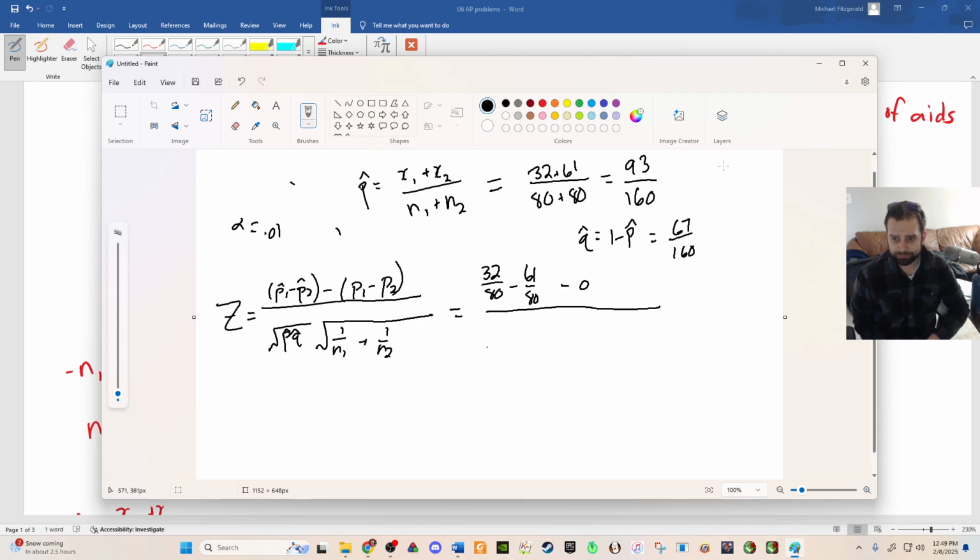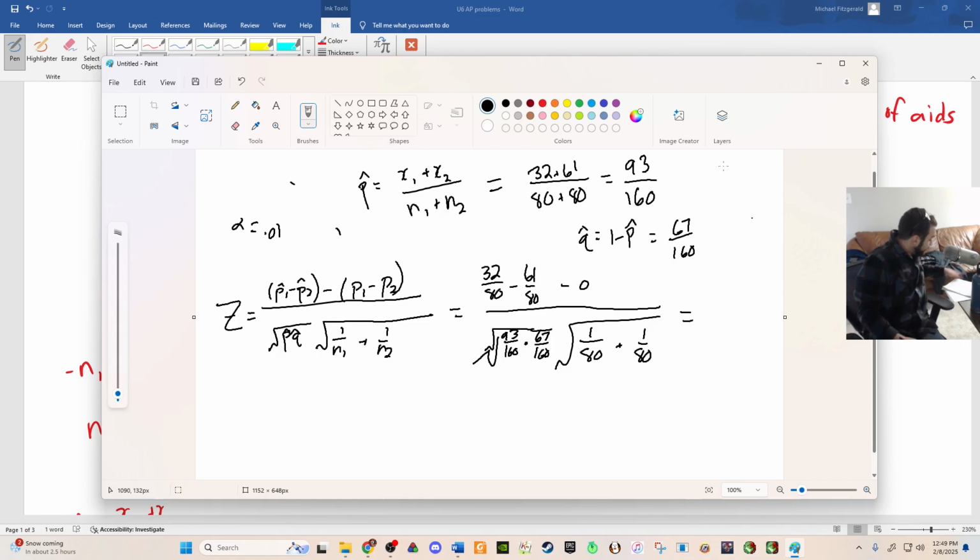And then we have to do our square root, which has this combined p hat and this combined q hat. So 93 over 160 times 67 over 160. That's all in this square root. And that's times 1 over n1, which is 80, plus 1 over n2, which is also 80. If you do that math, the z-score that you get is negative 4.646.